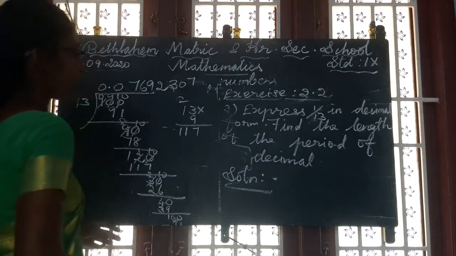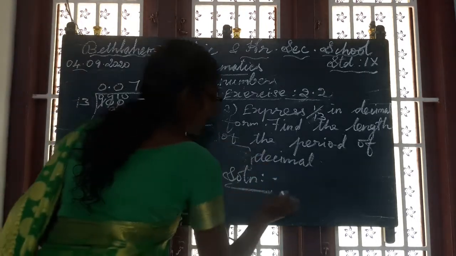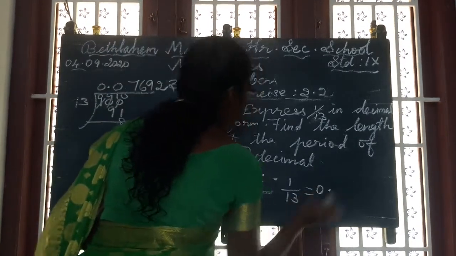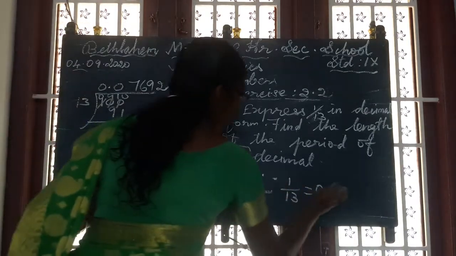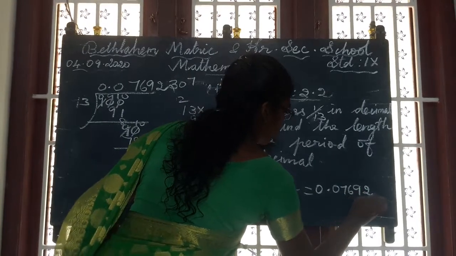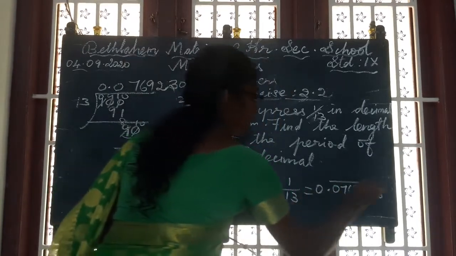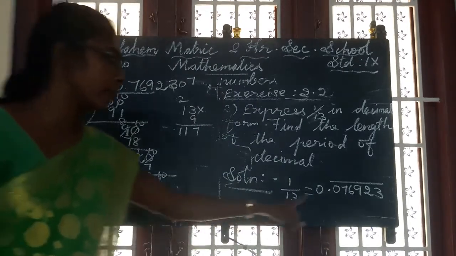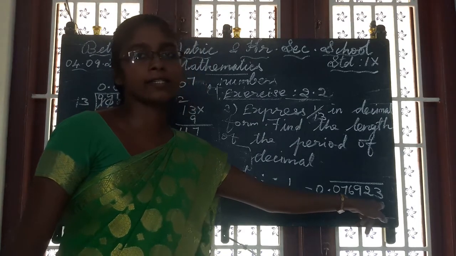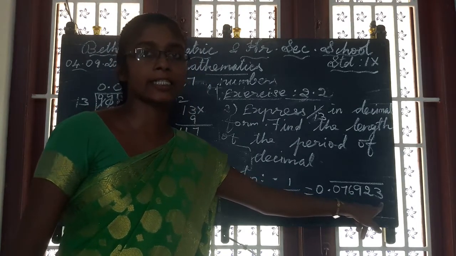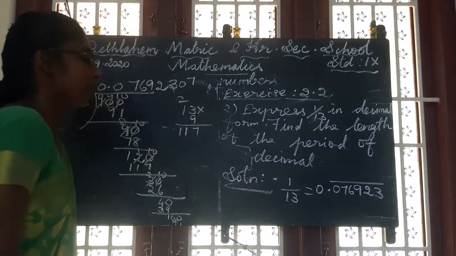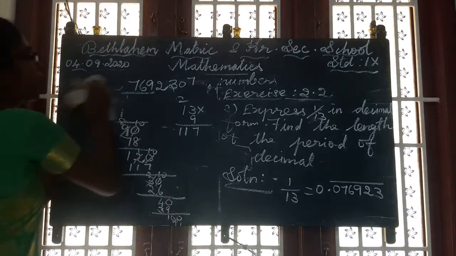So what is the decimal expansion of 1 by 13? 1 by 13 is equal to 0.076923 bar. So how many digits are repeating? 1, 2, 3, 4, 5, 6. 6 digits are repeating. Therefore, the length of the period is equal to 6.